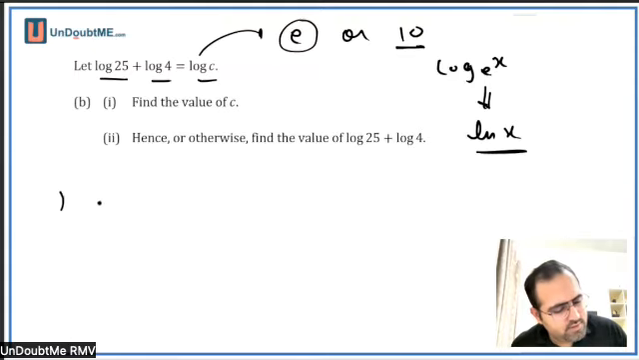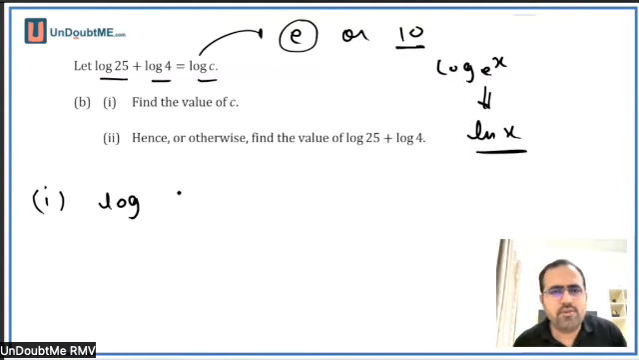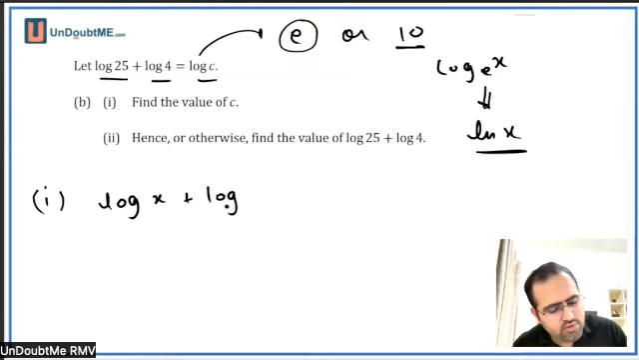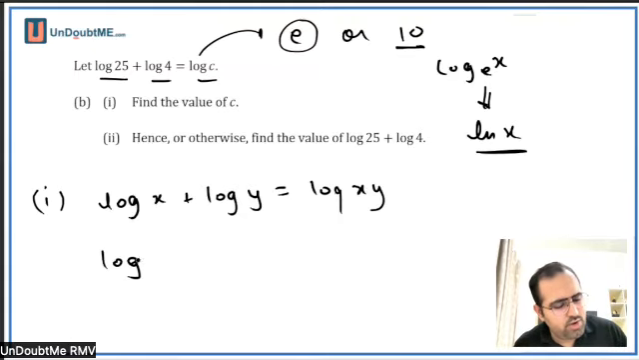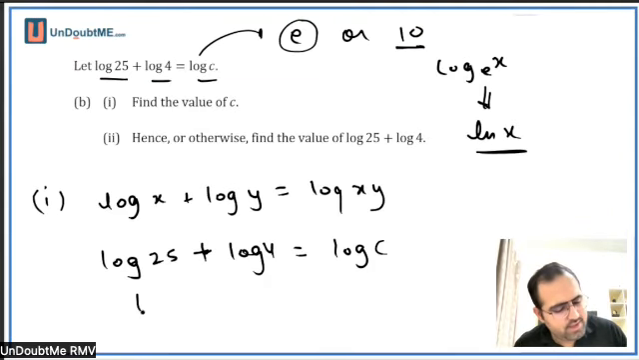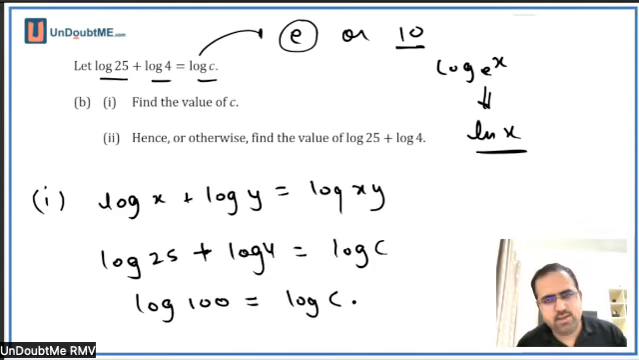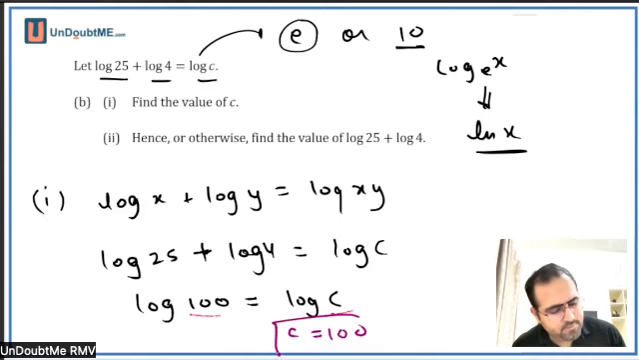So the first part is we have to apply that property. Make a habit of also writing the property which you are using. So we are using log of x plus log of y is equal to log of xy. So that will be log 25 plus log 4 is equal to log c. It will be log of 100 is equal to log c. Compare and get the answer. The value of c will be 100.